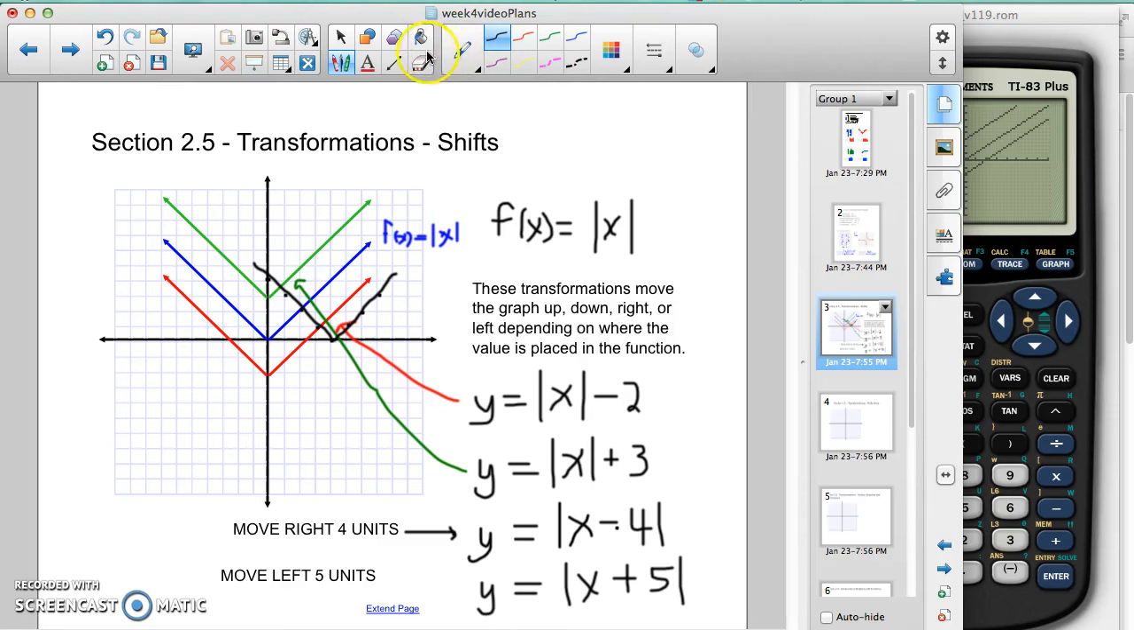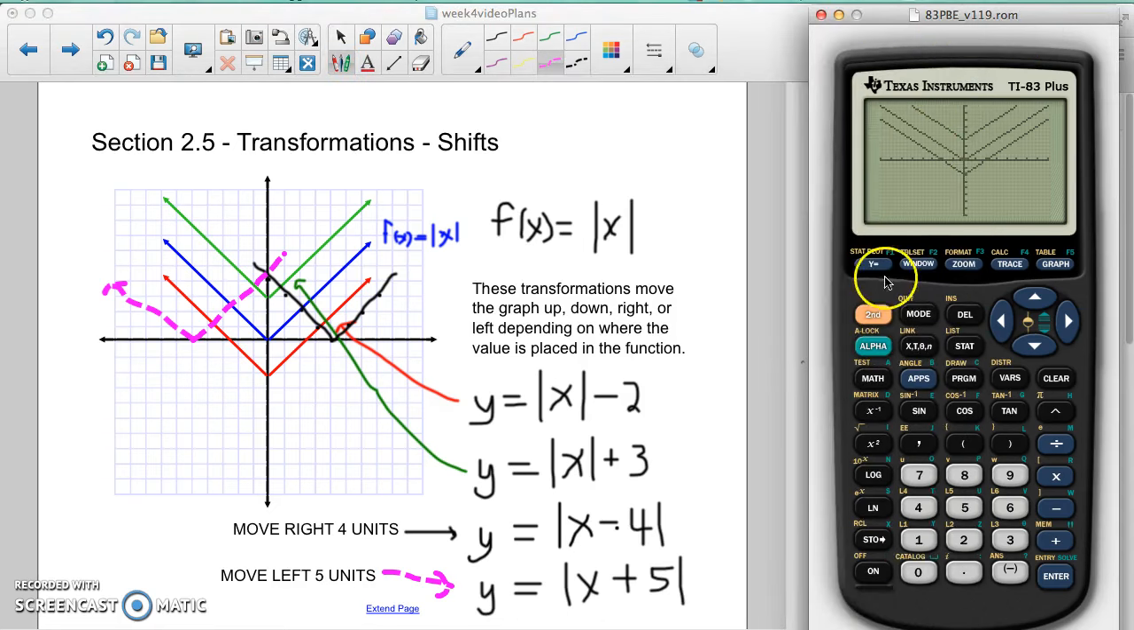Okay, let's pick. So in this case, if we put this in this pink dotted graph, it's going to be over here at 5. 1, 2, 3, 4, 5. It's going to go this way and this way, and the same values. It's just going to be moved over left 5 units. And we can verify that on our graphing calculator.